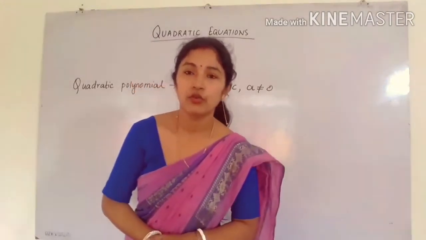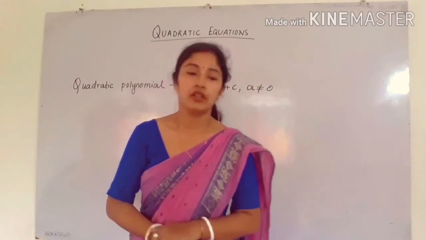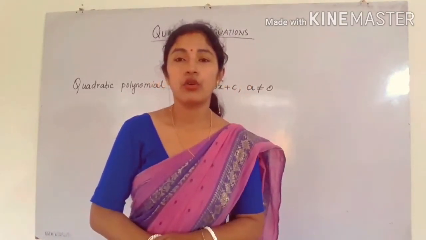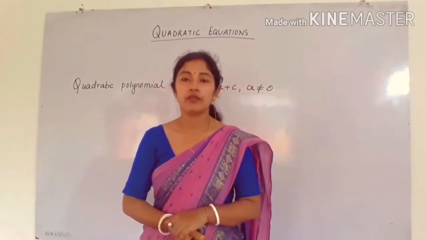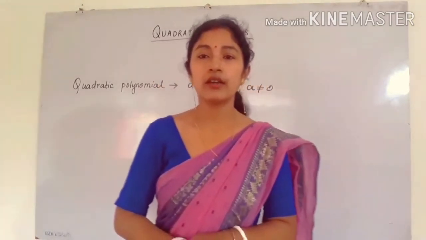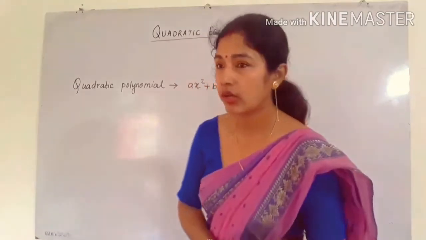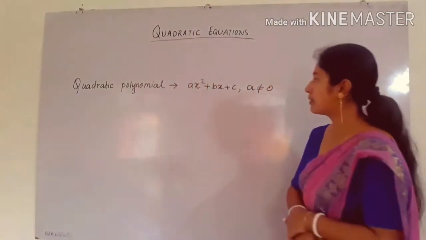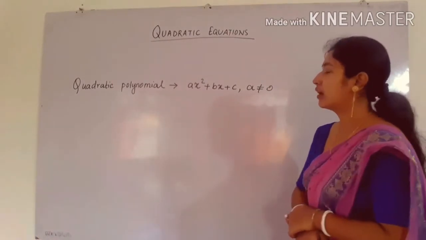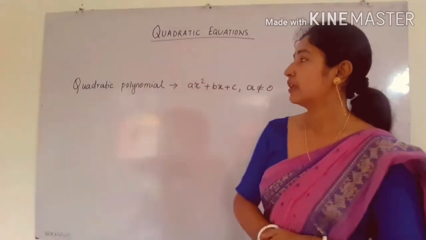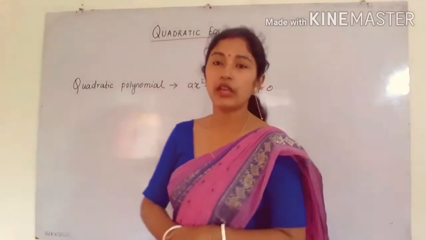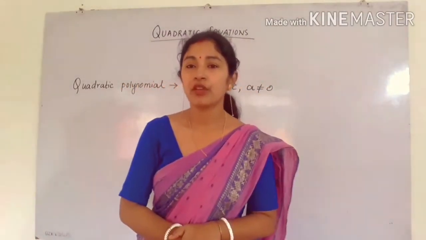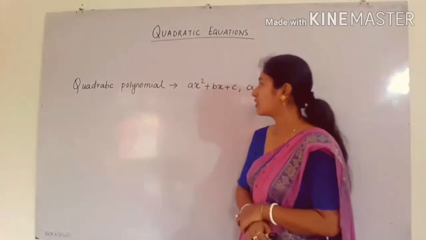So today I am going to start a new chapter, the next chapter, that is quadratic equation. So first of all we will recall what is a quadratic polynomial. So what is a quadratic polynomial? Quadratic polynomial is ax square plus bx plus c provided a is not equal to 0. That means any polynomial having degree 2 is called a quadratic polynomial. Okay, so here this is a quadratic polynomial.